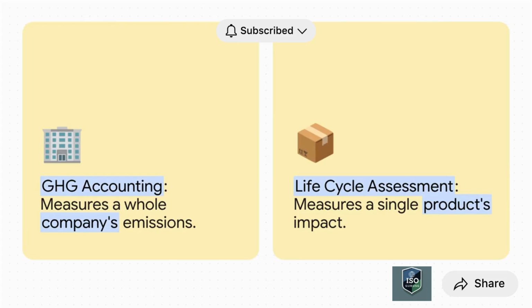And that brings us to the two main rulers that professionals use today. On one hand, you have greenhouse gas accounting, which is all about the big picture view of an entire company. And on the other hand, you have the life cycle assessment, or LCA, which zooms way in to tell the complete story of a single product. Let's start with the company-wide view.